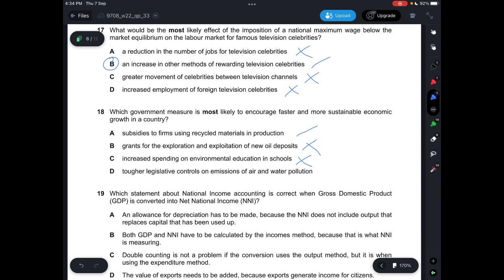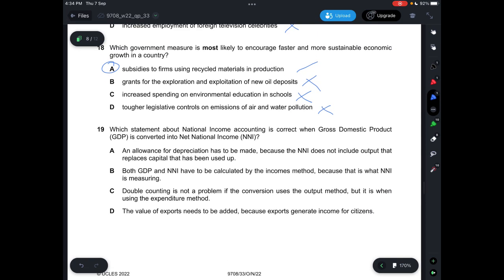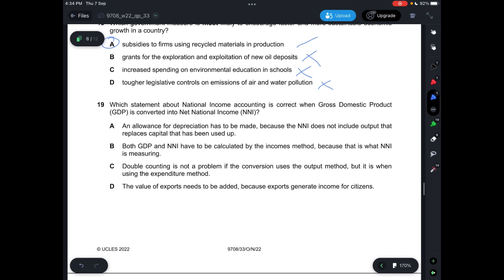Compared to A, it will still be the slower option, so the answer is A. Because if you have tougher legislative controls, that means people will still try to emit all these pollutants by going through illegal methods. So compared to that, A is the fastest way.